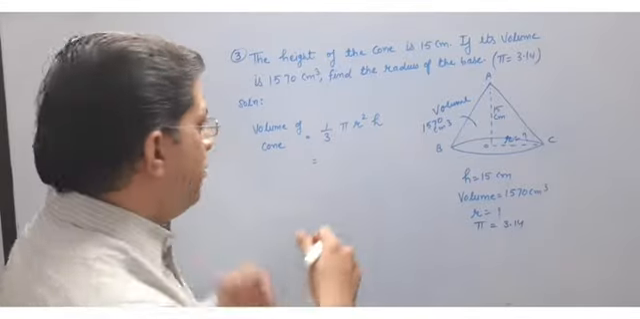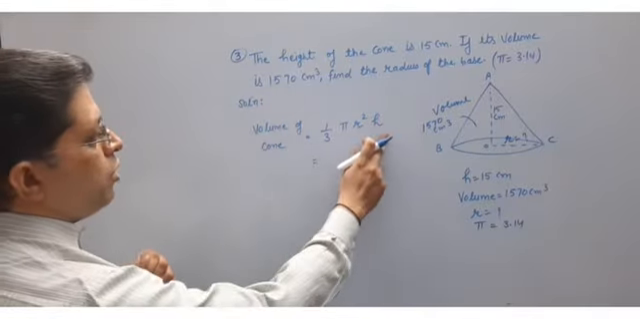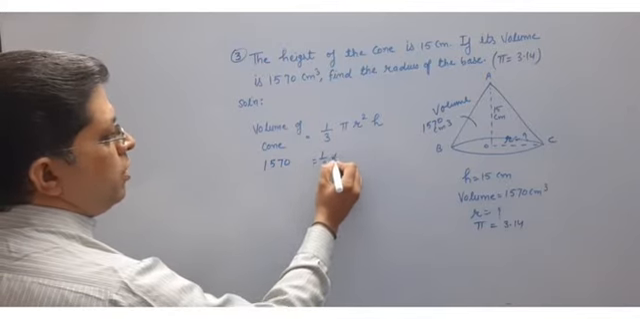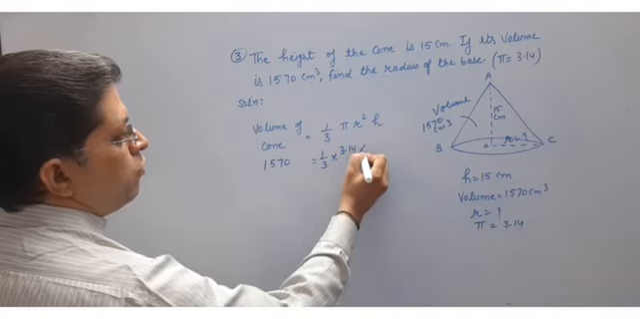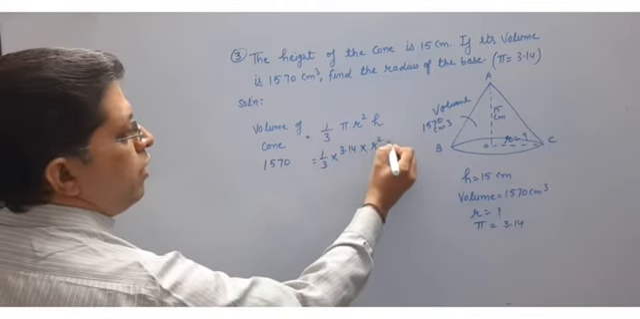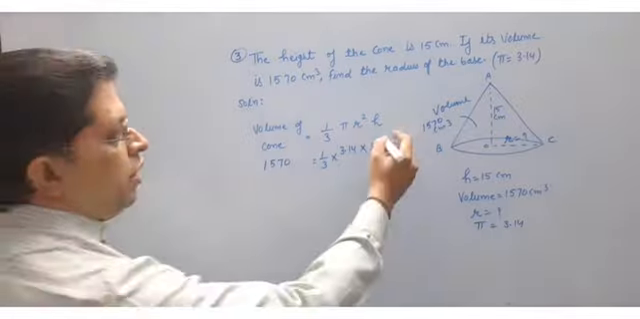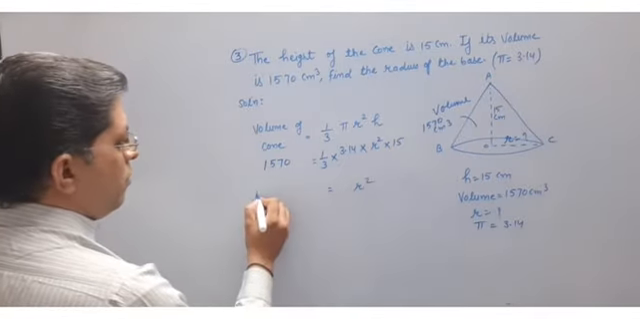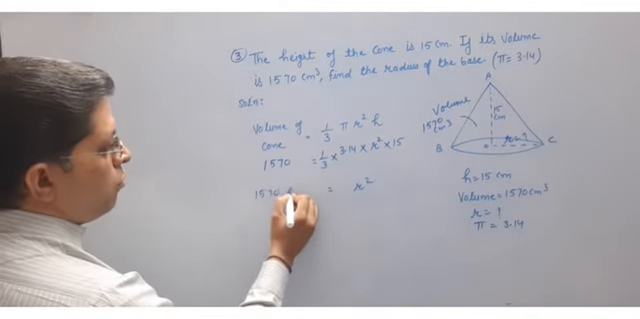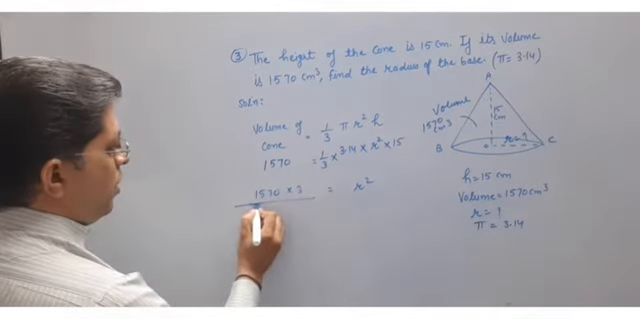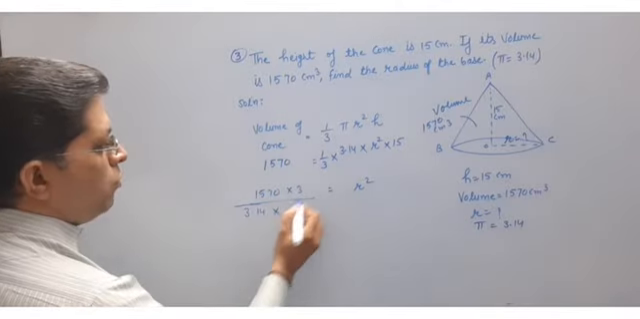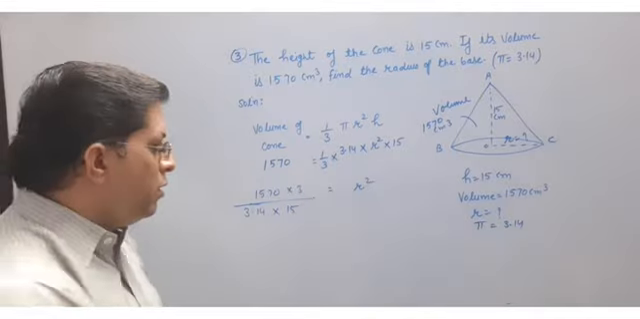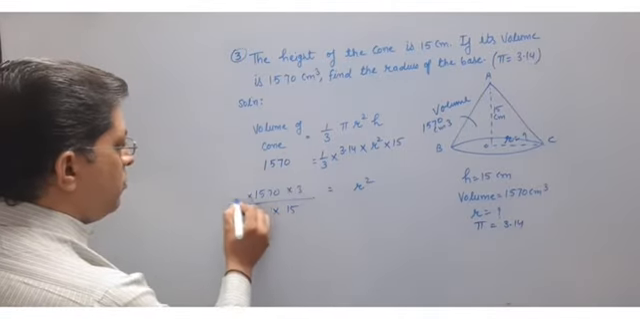Let us come here. What is the volume of the cone? 1 upon 3 pi r square h. The volume of the cone is this: 1 upon 3, pi value 3.14, r square you have to find out, and h is 15. For r square: 1570, cross multiply by 3, then 3.14 into 15. Remove this decimal here; this is 100.